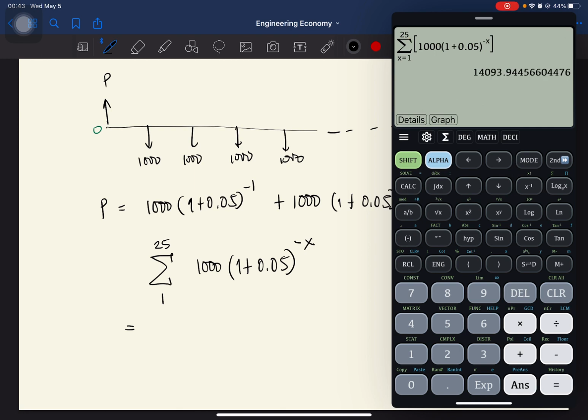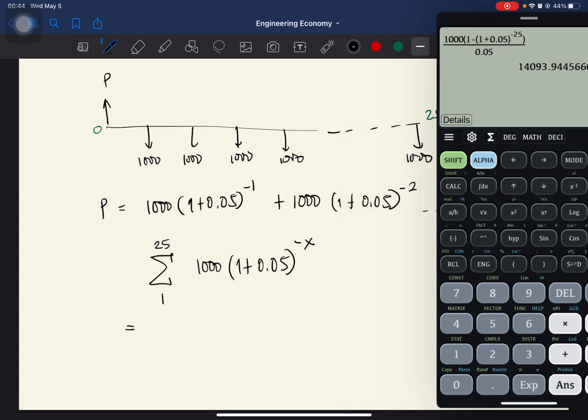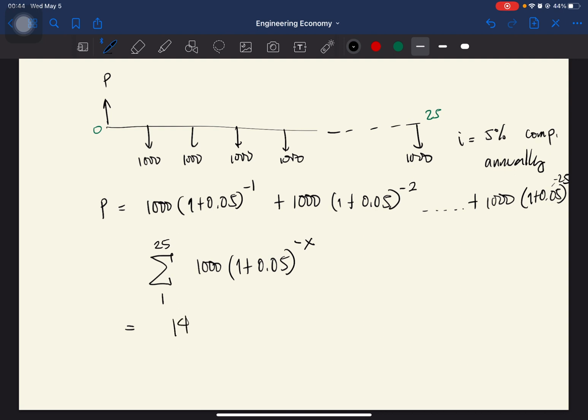That's 14,093. If we check dun sa ating formula, 1,000, 1 minus 1 plus i raised to negative 25 over 0.05, that's the same. Parehas lang. Wala lang, pangyabang mo lang doon sa classmate mo na hindi alam yan. Parang, alam mo ba to? Pero totoo lang, wala namang kwenta. Dahil parehas lang kayo. Hindi naman sa walang kwenta, pero parang ganoon na nga. Anyway, yun, basta parehas lang siya with the formula.